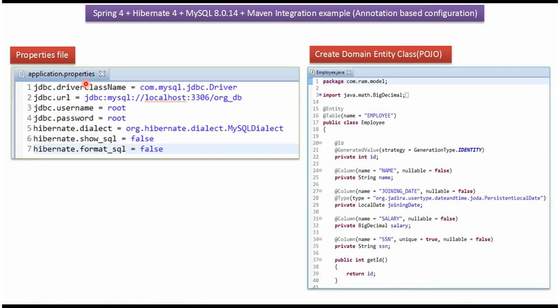Here you can see the application.properties file. In that I have defined the driver class name, the URL of the database, the username and password of the database, and Hibernate properties.